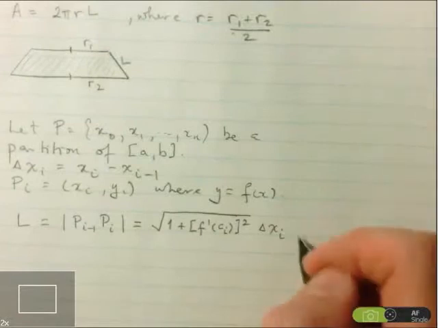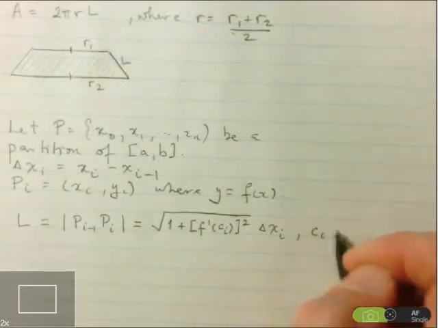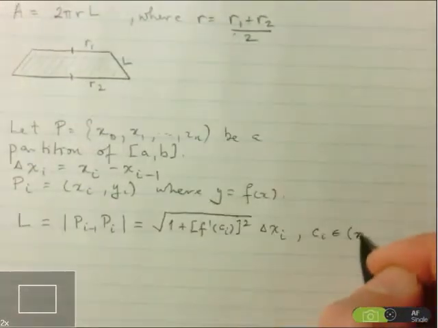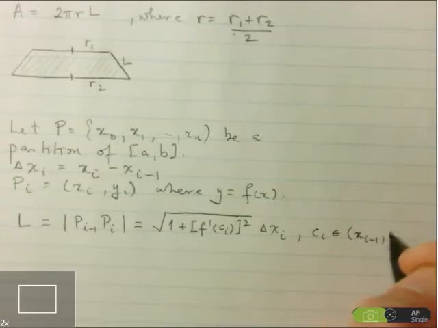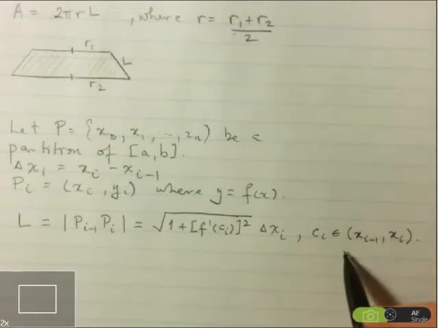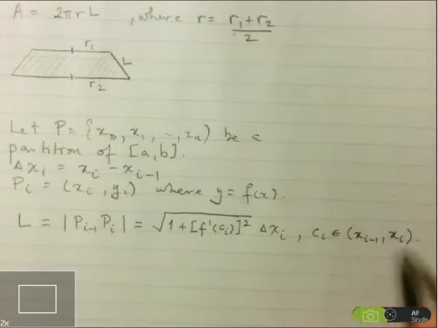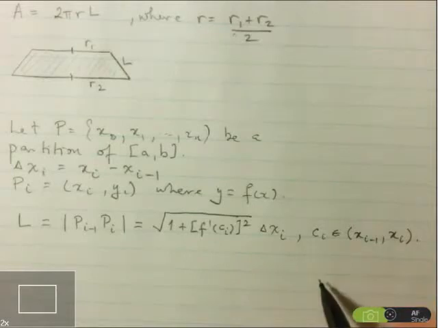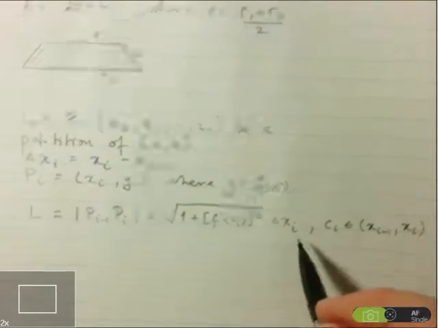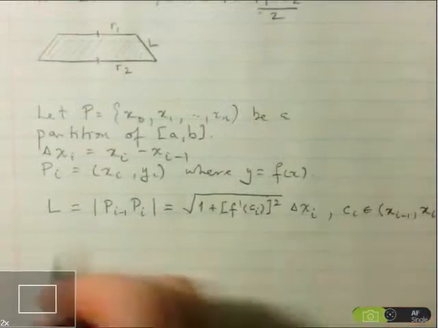So let's recall that ci is some value in the open interval xi minus 1, xi. Now you might be wondering, why is it the open interval, not the closed, as it normally is? Recall that we used our old friend the mean value theorem to generate this ci, which is why it needs to be in the open interval. So now that we've taken care of L, let's see what we can do with R.